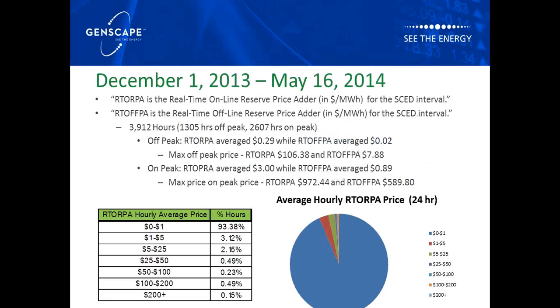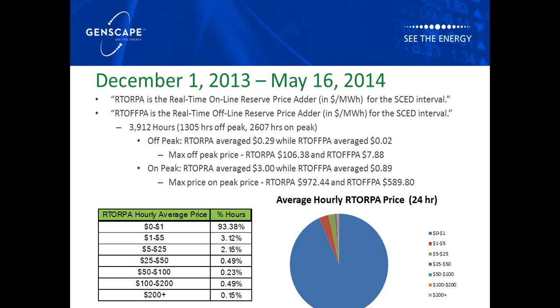So what we've been doing is ERCOT's been publishing this data, all the data prior to the go-live on June 1st. What you can see on this slide is the real-time online reserve price adder. This kind of breaks it out. We captured about 5.5 months of data, December 1st to May 16th. We just used May 16th as our cutoff date for this presentation.